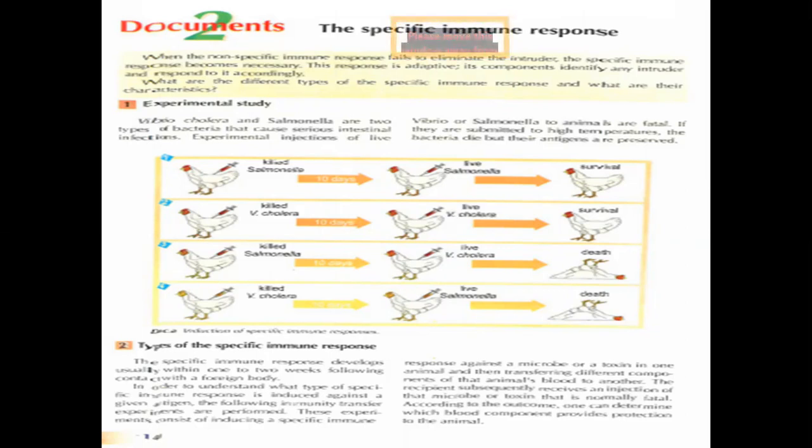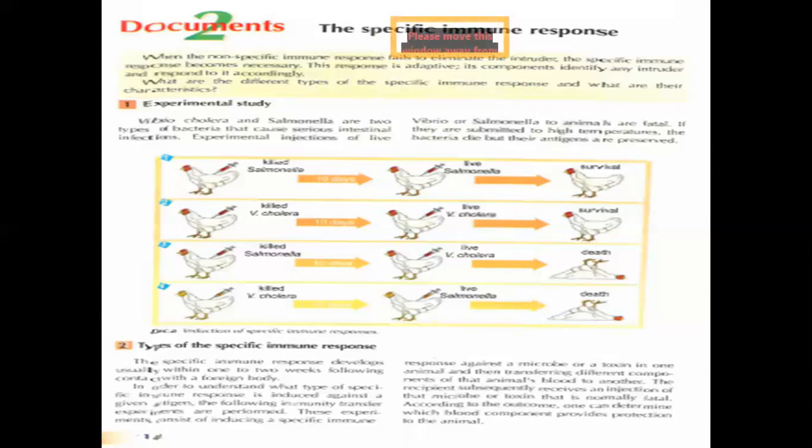Okay? So it says injections of live Vibrio cholera or Salmonella. If I inject you with live Salmonella, it may cause death, if it is alive. If it is killed, it's like the case of a vaccine. I am giving you immunity against Salmonella or against Vibrio cholera. So here they did an experiment. If they are submitted to high temperature, the bacteria die but their antigens are preserved.